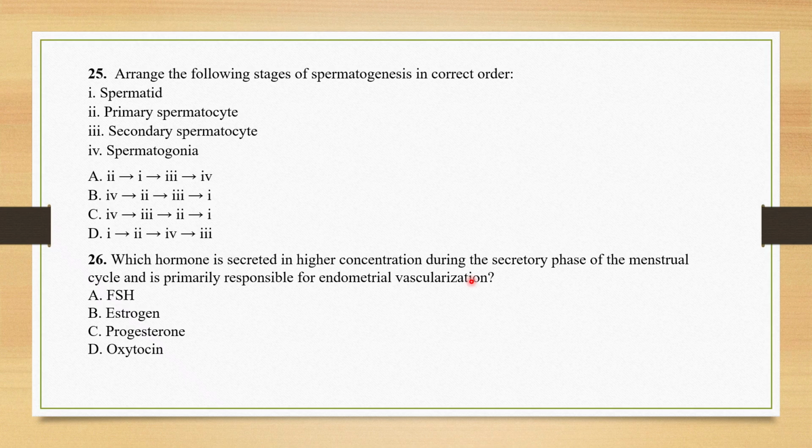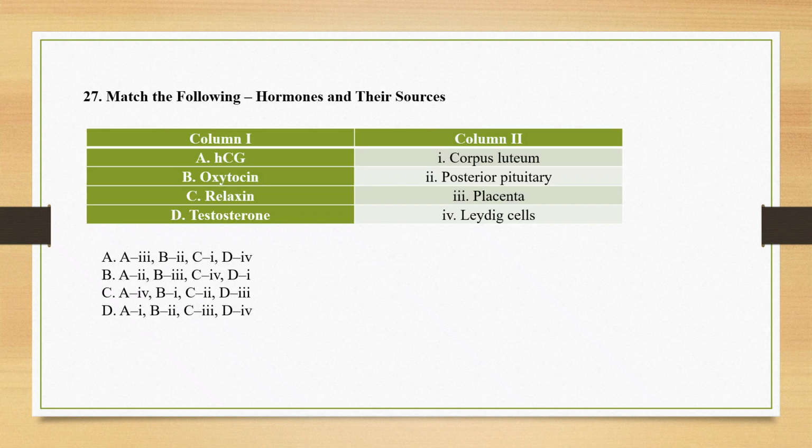Which hormone is secreted in higher concentration during the secretory phase of the menstrual cycle and is primarily responsible for endometrial vascularization? Option C, progesterone. Progesterone dominates the secretory phase, supporting endometrial maintenance and vascularization. Match the following hormones and their sources.